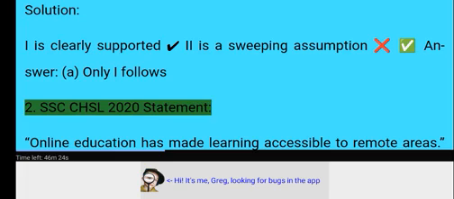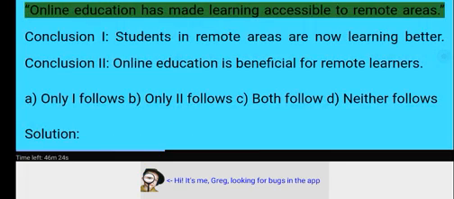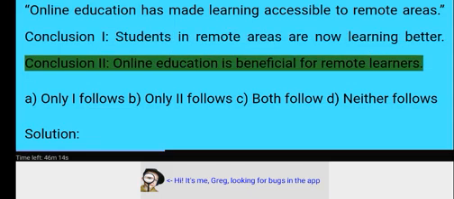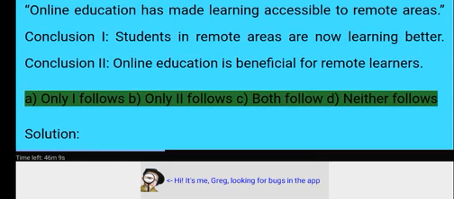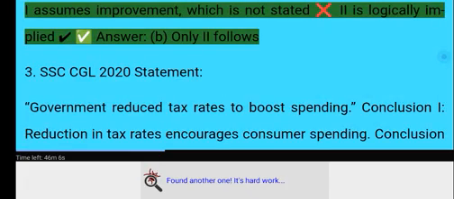Answer: Only 1 follows. Question 2, SSC CHSL 2020. Statement: Online education has made learning accessible to remote areas. Conclusion 1: Students in remote areas are now learning better. Conclusion 2: Online education is beneficial for remote learners. Solution: 1 assumes improvement, which is not stated. 2 is logically implied. Answer: B. Only 2 follows.